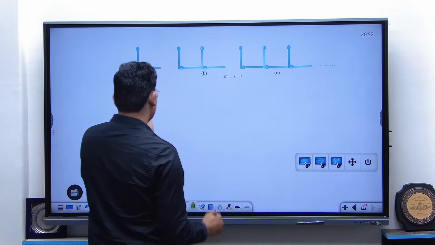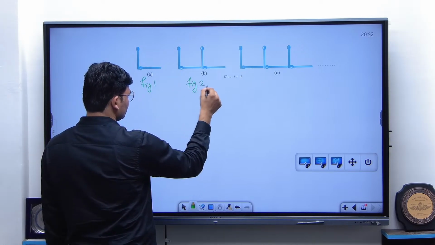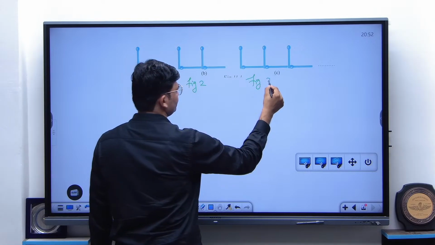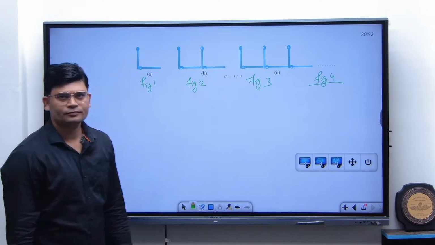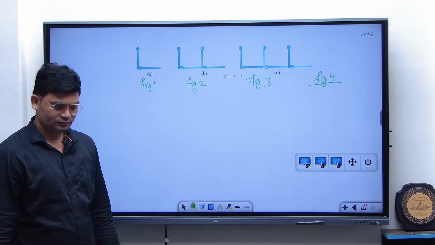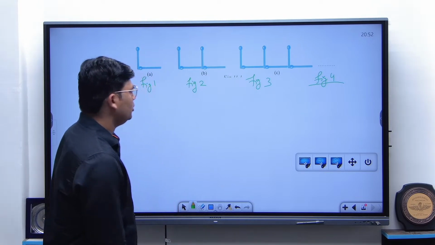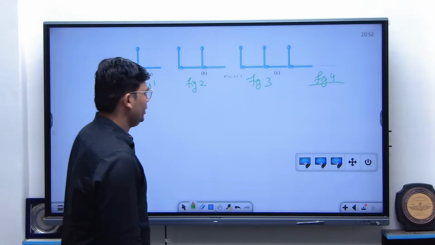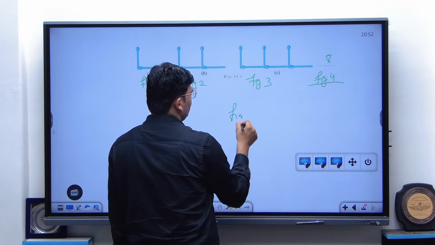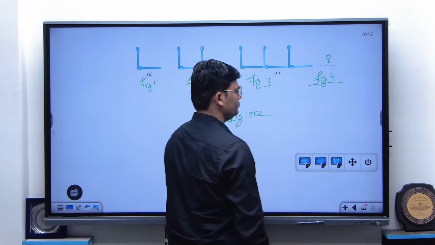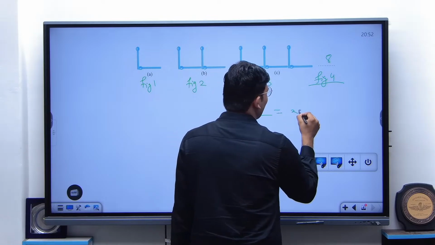Can you tell me, suppose this is figure 1. How many matchsticks will be in figure 4? Not 12, 8. 8. Suppose I ask you how many matchsticks are going to be in figure 100. 200. Okay. Can you tell me how you made out 200?